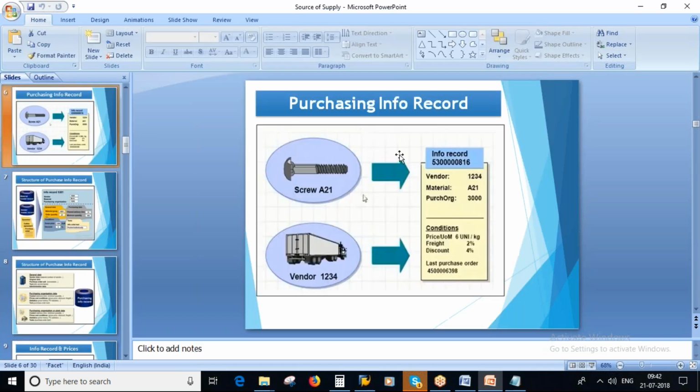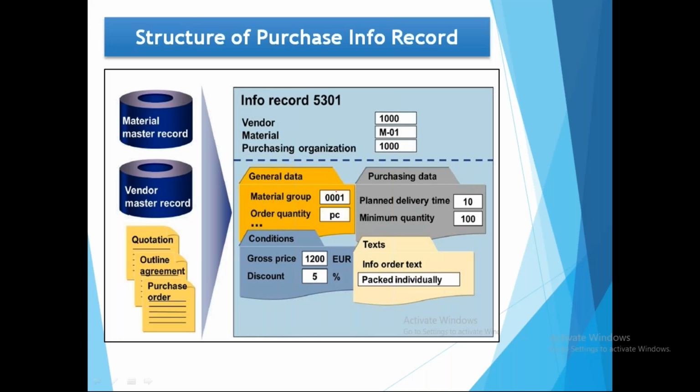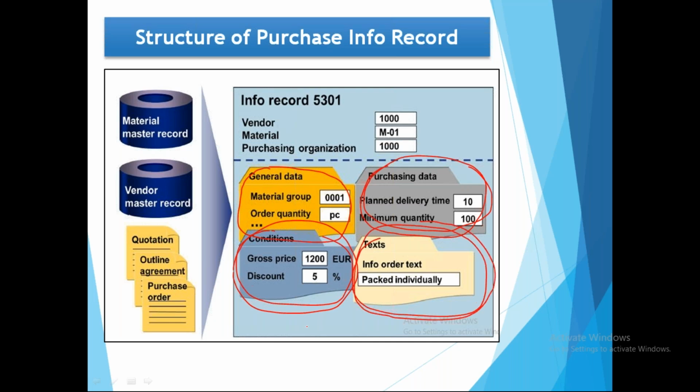So that is the use of the purchasing info record. In the purchase info record you maintain the data in various sections. You maintain some data in general data, some data in the purchasing data tab screen, and you maintain condition data like price, discount and everything, and you can maintain some texts also. So the structure of a purchase info record is divided into four sections: general data, purchasing data, conditions data, and text.